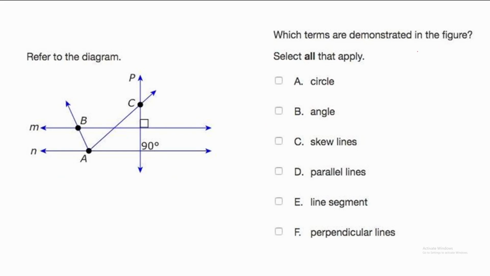So which terms are demonstrated in this one? Do we see a circle here? No, we don't. Do we have an angle? Yes, we do. Do we have skew lines? Now, we actually went over this problem earlier in the year. Skew lines are lines that are kind of parallel, but not. So they don't follow each other. They're in different planes, and they cross by each other once. They do not touch, and they will never touch.